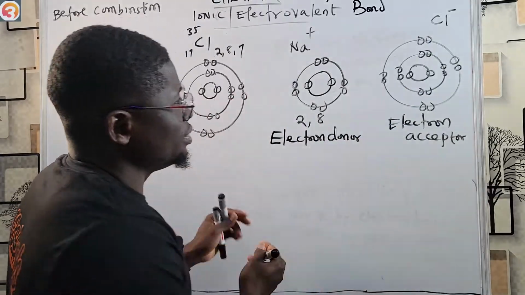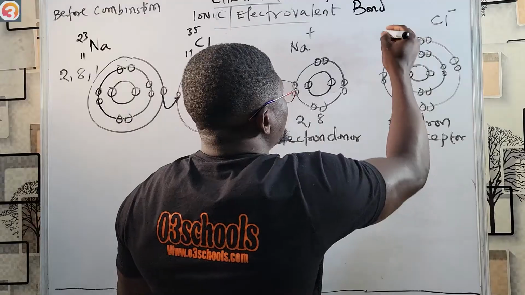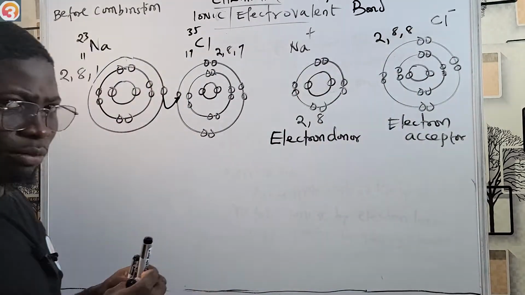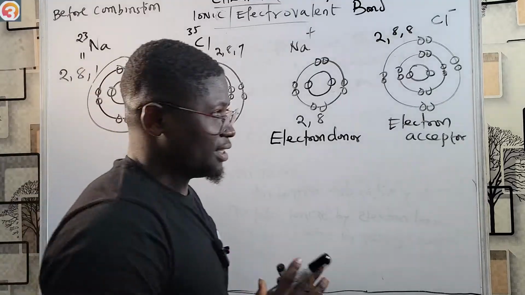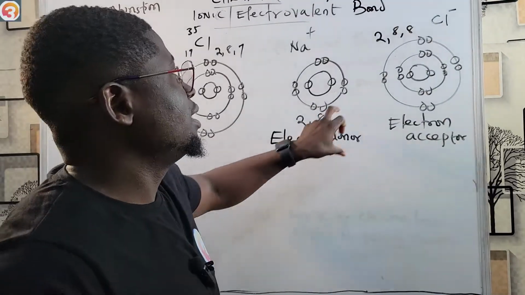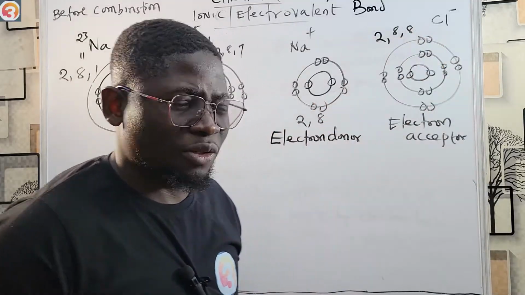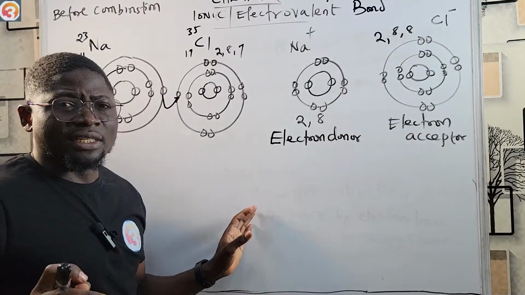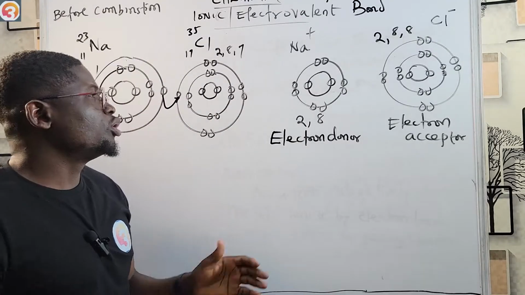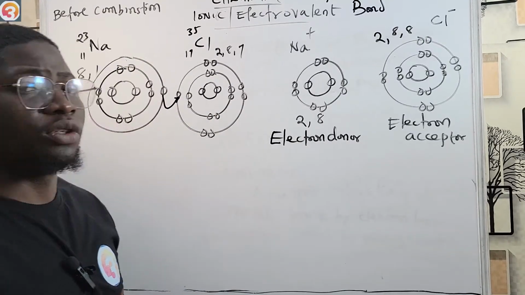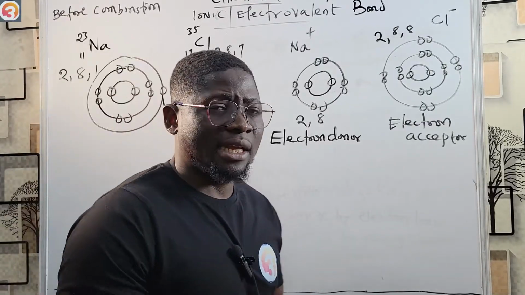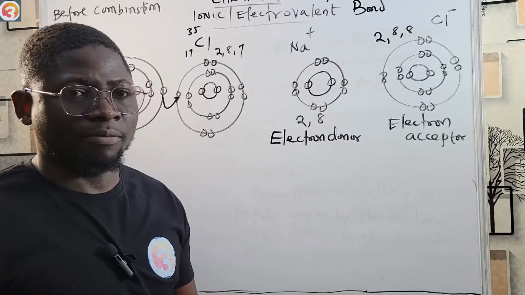So this is what happens here. This is 2, 8, while this one is 2, 8, 8. They are both stable. This has attained the stable octet structure, and this has attained the stable octet structure. And of course, the purpose of the bonding has been achieved. This is also seen in other electrovalent compounds. This is what happens: the transfer of electrons from a metal to a non-metal. All right.